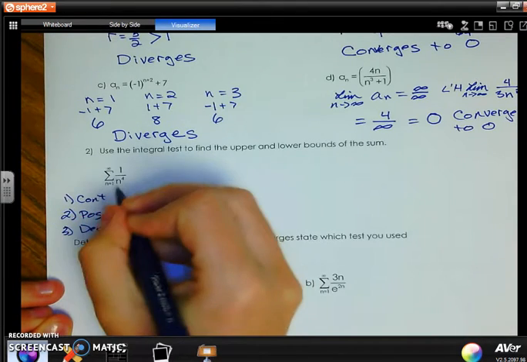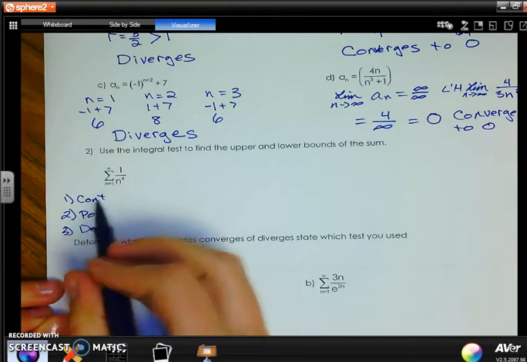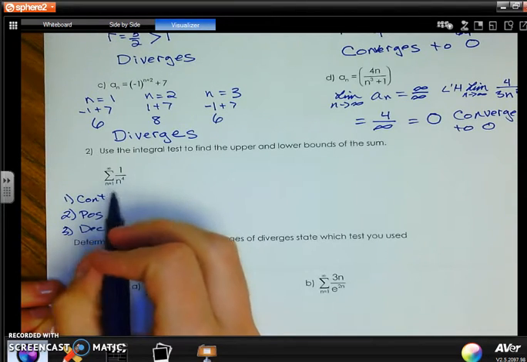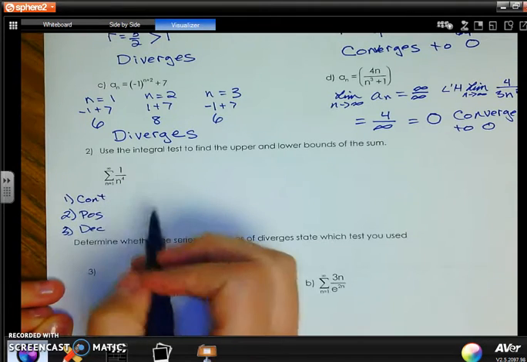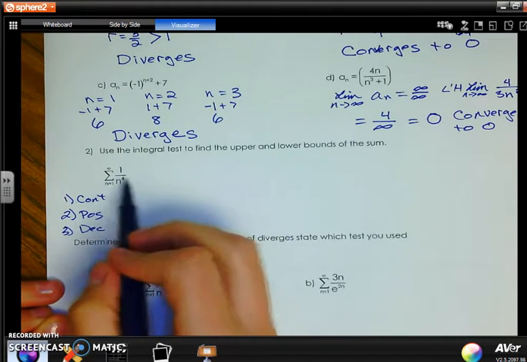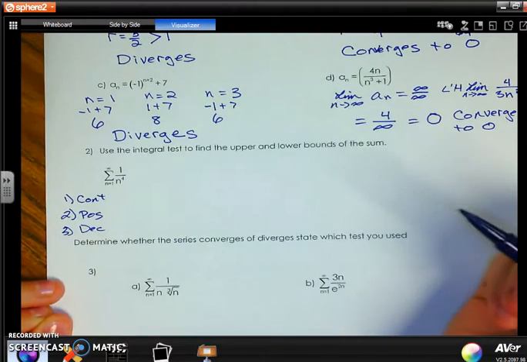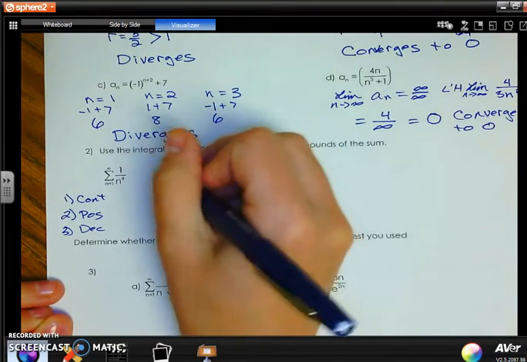And indeed, 1 over n to the 4th is continuous, because remember, we're plugging in numbers that are greater than or equal to 1 there. It's going to be positive no matter what I plug in, as long as n's greater than 1. And it's decreasing because that denominator is getting bigger, which means overall the quantity is getting smaller. So because it meets that, it is a candidate for the integral test.